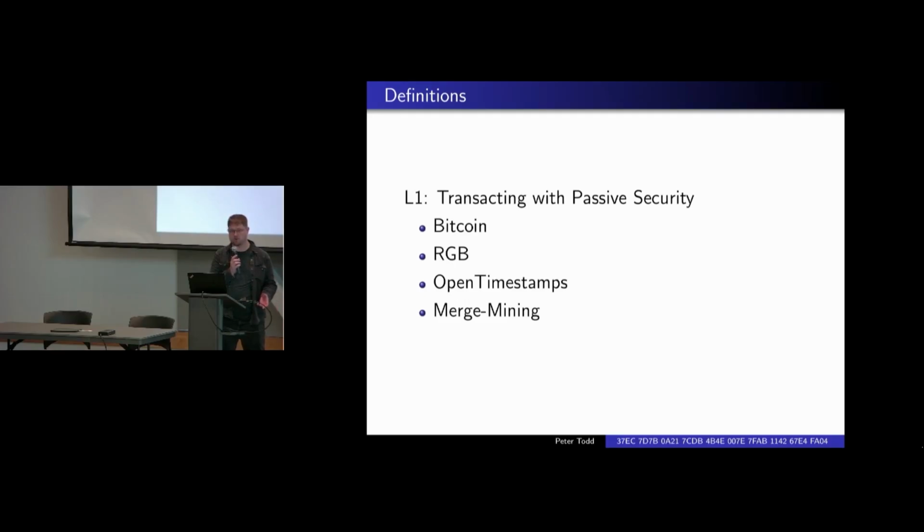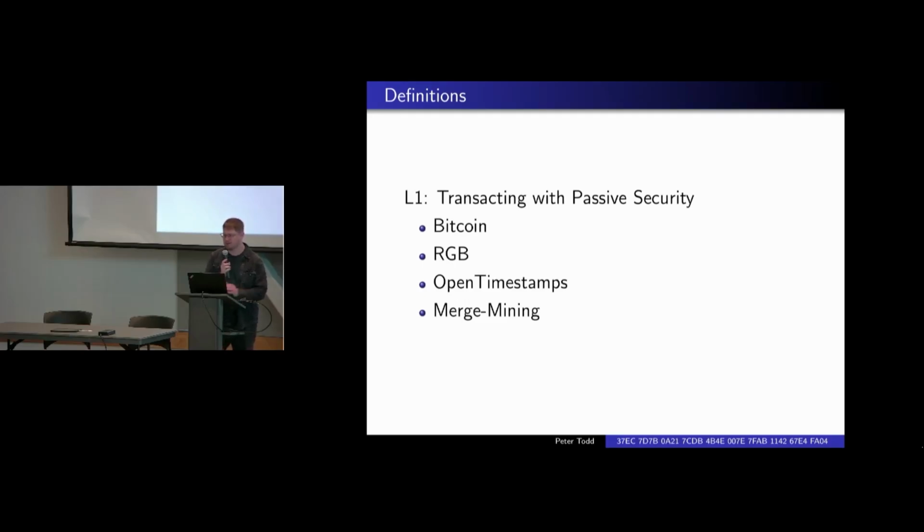Now, if you haven't heard, RGB is basically a protocol that uses client-side validation to trade things on Bitcoin. I don't need to go into the details of it. The important thing about RGB with regard to this conversation is that RGB uses Bitcoin for the double spend prevention, and it uses it directly. There are no incentives or anything. OpenTimestamps, my timestamp project, is another example. Again, the data relevant to OpenTimestamps ends up on the Bitcoin chain. And I'd say merge mining is another example like this.